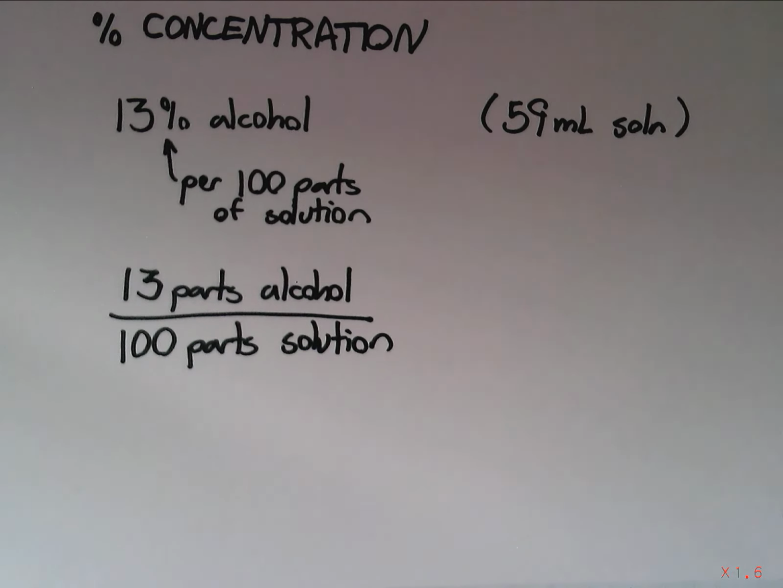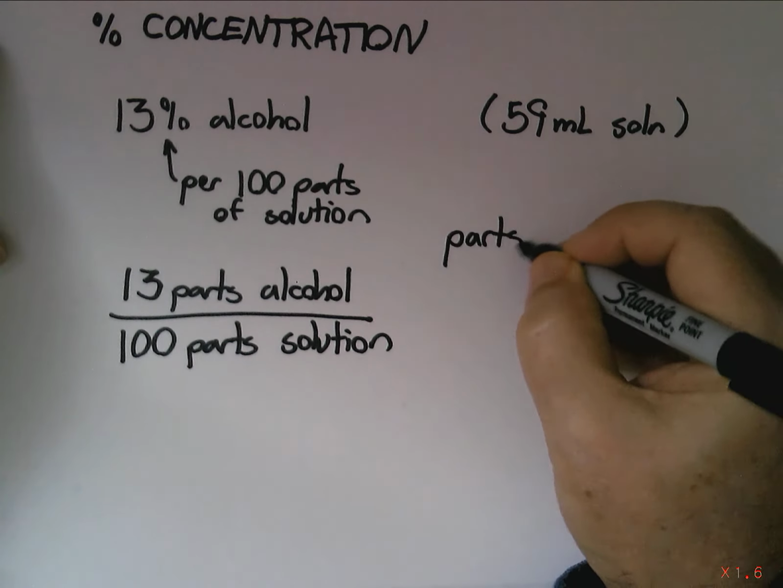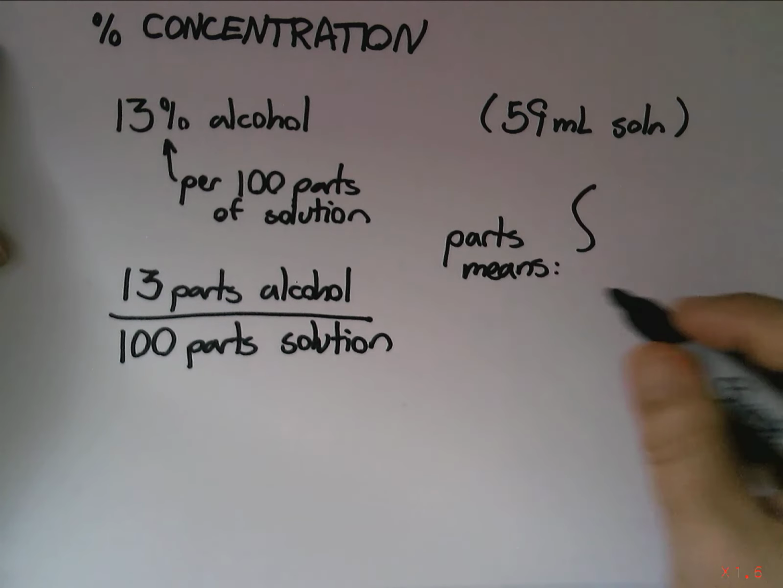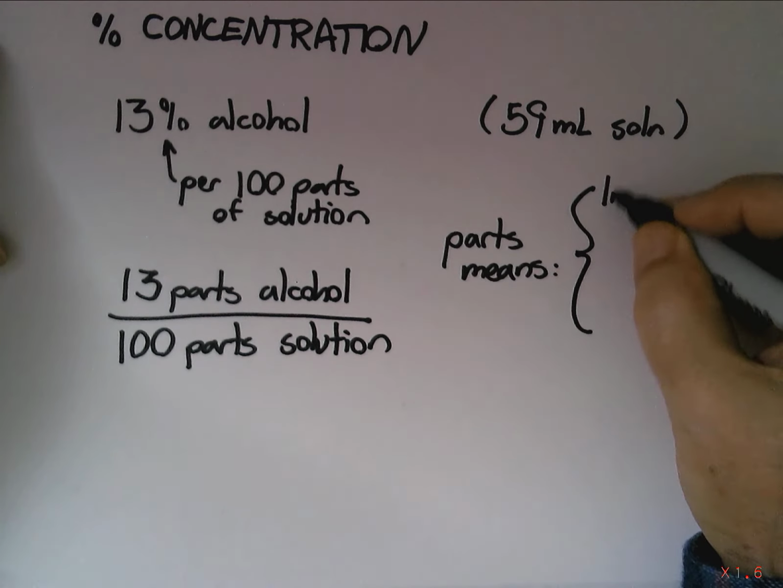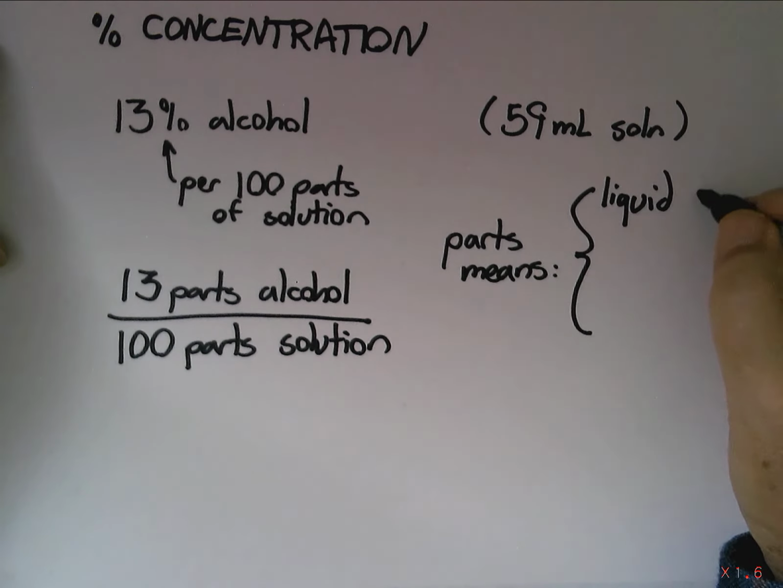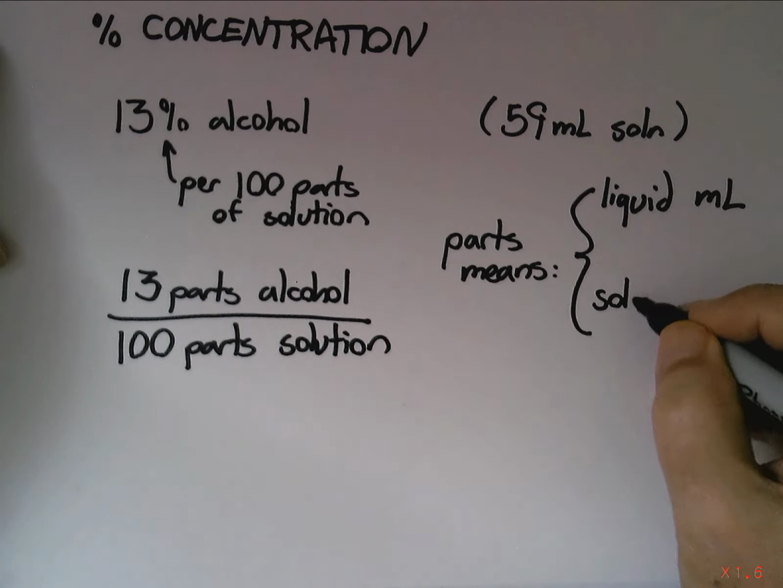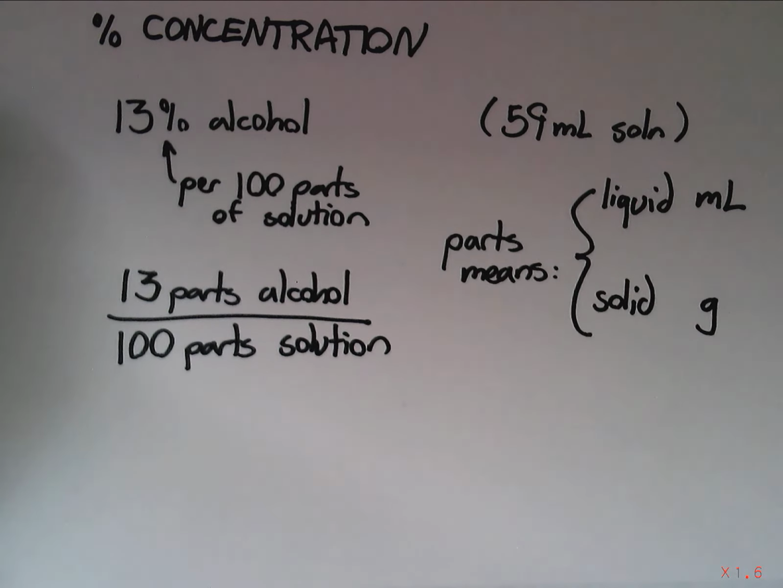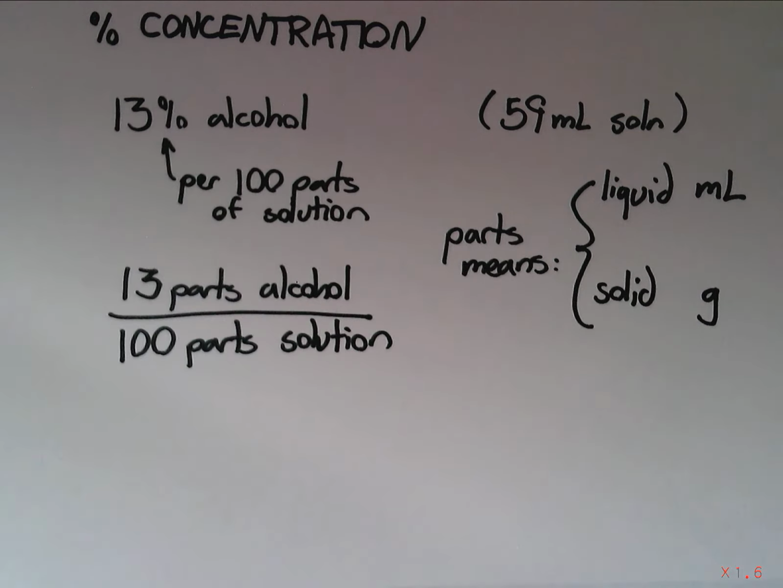But what does parts mean? That's the problem. That's a little bit ambiguous. Parts can mean different things depending on the situation. Depends on what's convenient for you. If you've got a liquid, maybe you want to make parts be some liquid unit, like milliliters is pretty convenient. And if you've got a solid, maybe you want to make parts be grams.